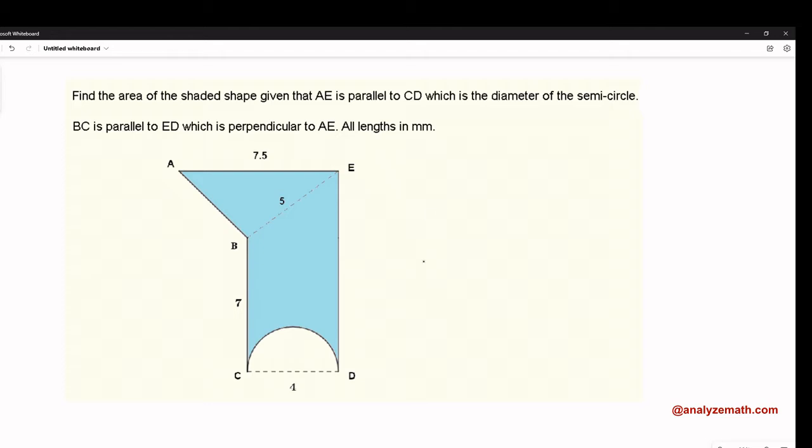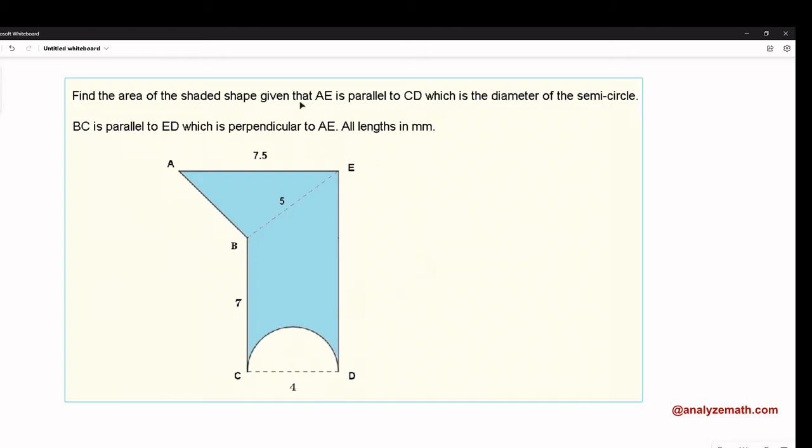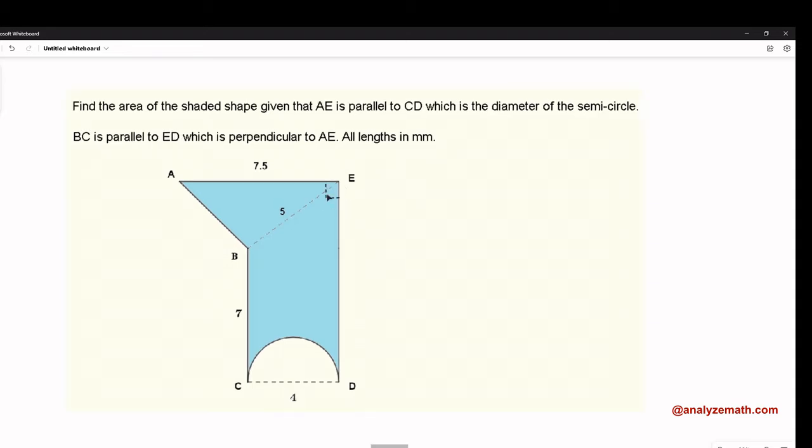Now let's start by putting all the information given to us onto the shapes. So here, for example, we are told that AE is parallel to CD. AE, this side here, and this side are parallel, and then BC, this side here, and ED are also parallel, and we are also told that ED, this side, is perpendicular to AE. So we are going to put 90 degrees here.